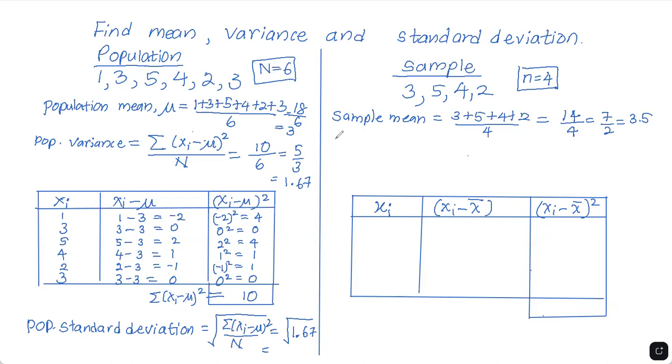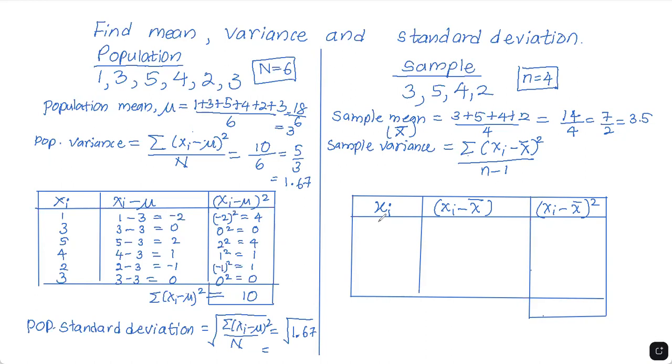And then what is the sample variance? Sample variance is the summation of xi minus x bar. For the sample, the mean notation is x bar; the sample mean is x bar. We use that notation. Then square and divide by the sample size minus 1. So this is the formula for the sample variance. Let's calculate these terms first.